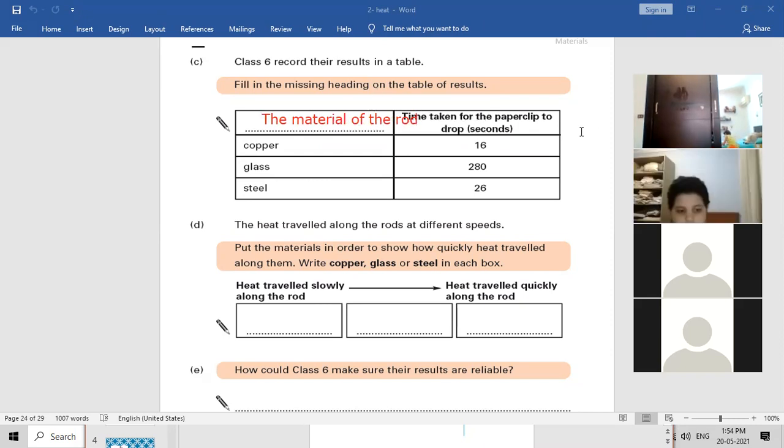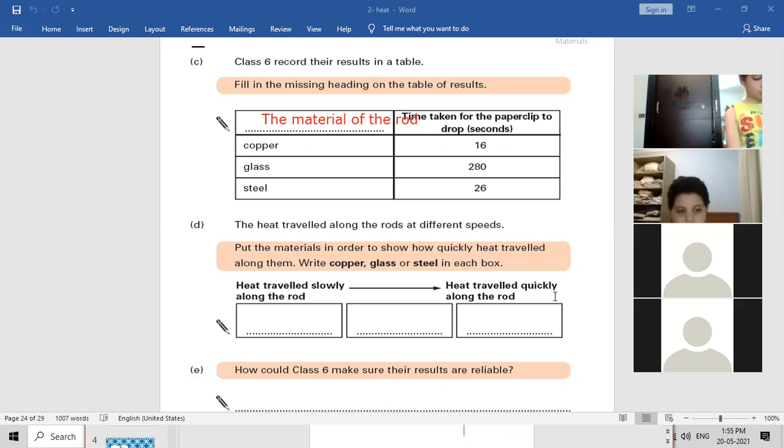Very good. Okay. Next, the heat traveled along the rods at different speeds. Of course, we understand now why. Put the materials in order to show how quickly heat traveled along them. Write copper, glass, or steel. We're going to start here with the rod that the heat traveled slowly along, and then we're going to end with the rod that the heat traveled quickly along.